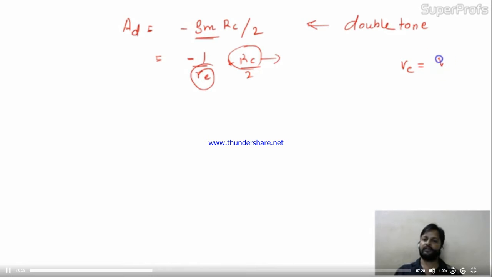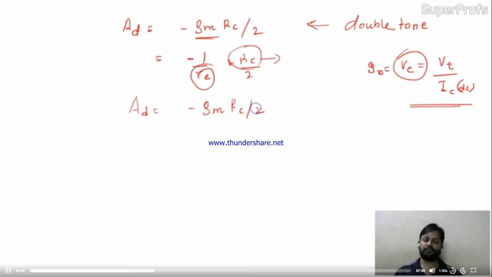How to calculate RE? By VT divided by IC/DC, if you remember. And just the reciprocal of it is nothing but GM, as we have seen. So the formula for AD, again I'm telling you, is GM RC by 2. And one more, the common mode gain, is also there. The common mode value will be minus RC by 2RE. RC is the output resistor and this is the input resistor, and we are taking 2 times.